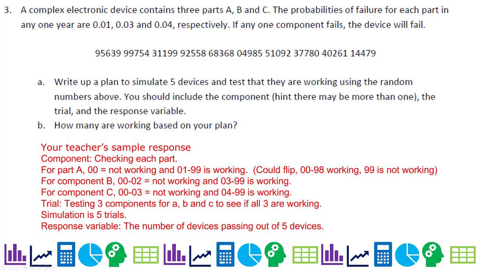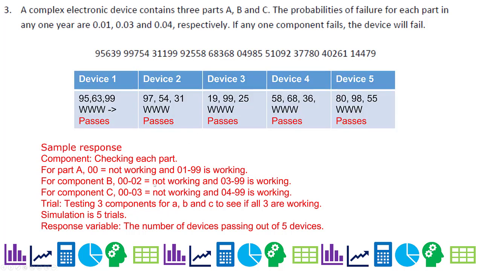I need 4 outcomes for component C, because it's 4 out of 100. So it'd be 0, 0, 0, 1, 0, 2, 0, 3 are not working, and then the rest are working. So I test each one. If all 3 are working, then the part is working. And I'm going to do 5 trials, all right? Because I'm testing 5 devices. And the response variable, what I'm recording, is the number of devices passing out of 5 devices.